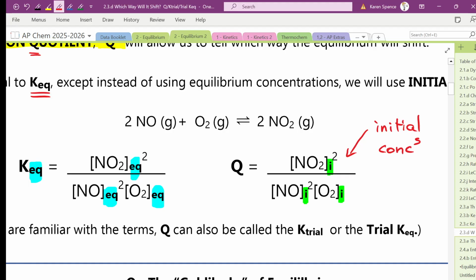So when you write the Q, I do suggest that you write little I's in there. You don't have to write it for the KEQ because everyone knows what that is. But when you write the Q, do write the little I's in there to remind both yourself and whoever's marking it that you are putting in initial concentrations.